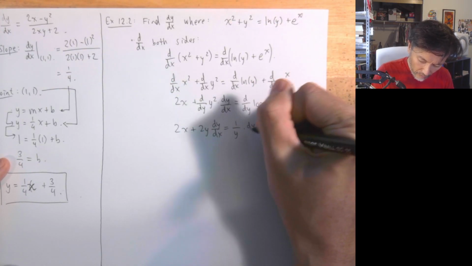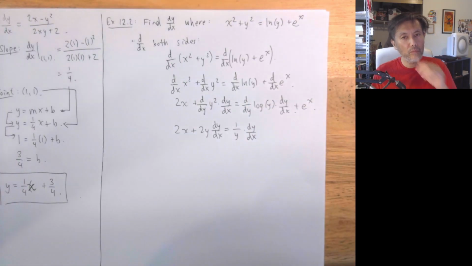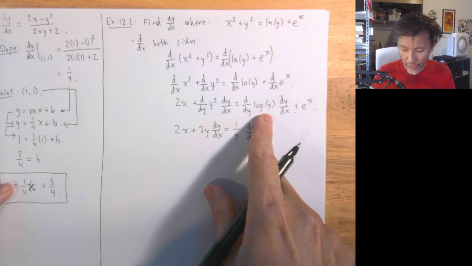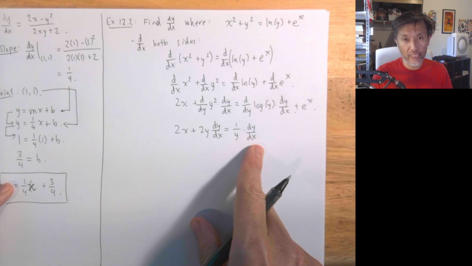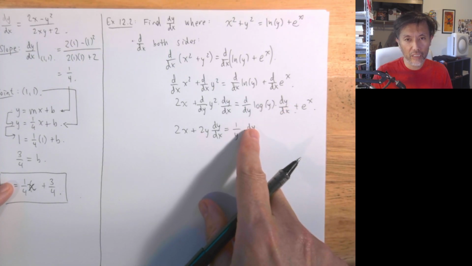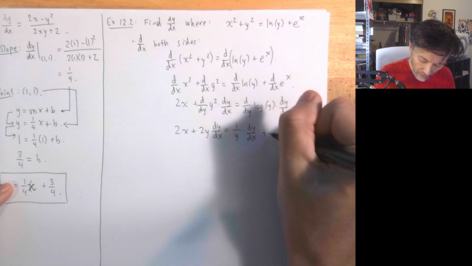dy dx. Yes? d dy of log y is 1 over y times dy dx. dy dx is just that. And then do we have the e to the x there?